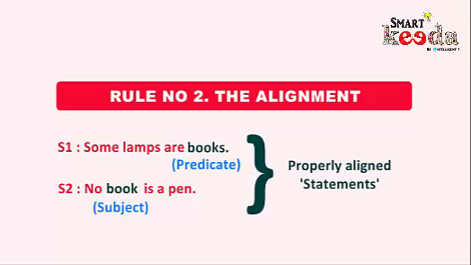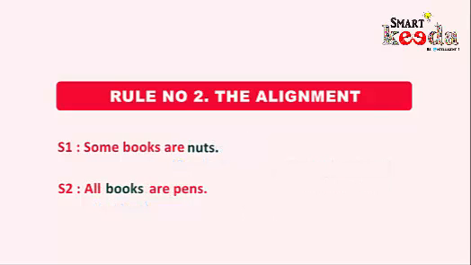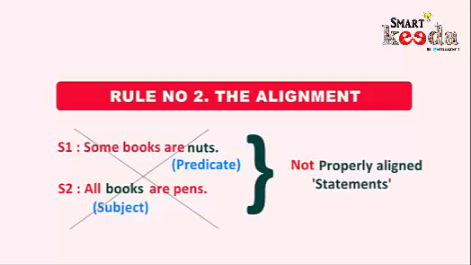Now let's take another example. Here you are with two more statements. Statement 1 is some books are nerds, and statement 2 is all books are pens. Now you can clearly see that the predicate of the first statement is not the subject of the second statement. Hence these two statements are not properly aligned and do not pass the rule number 2.